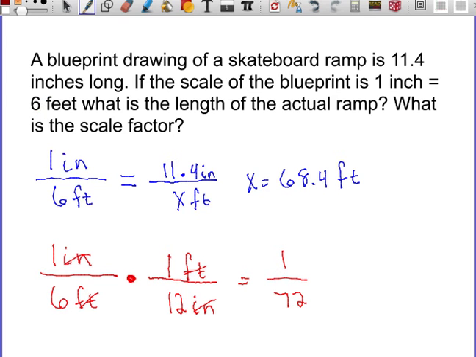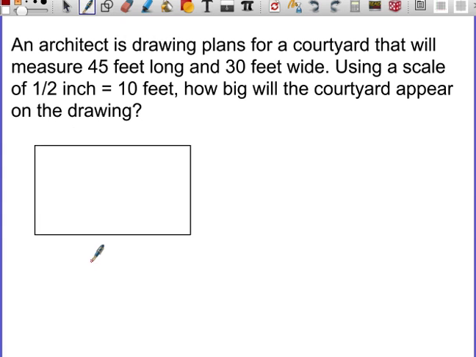Okay, next example. An architect is drawing plans for a courtyard that will measure 45 feet long and 30 feet wide. So it's going to measure 45 feet long.